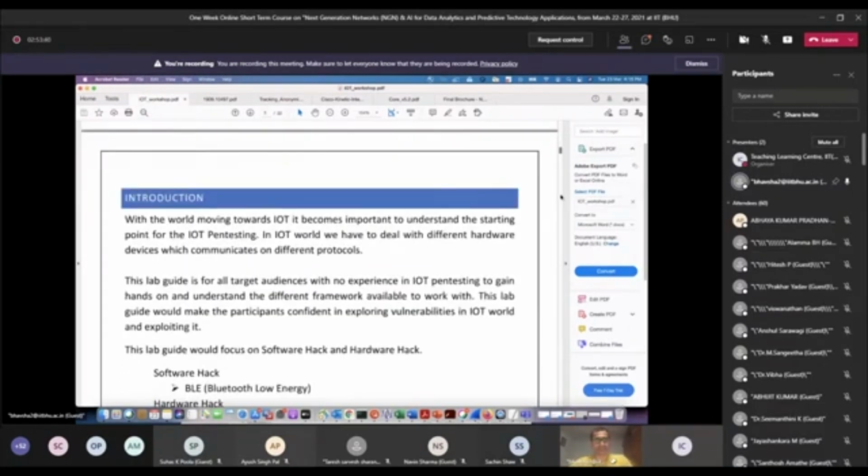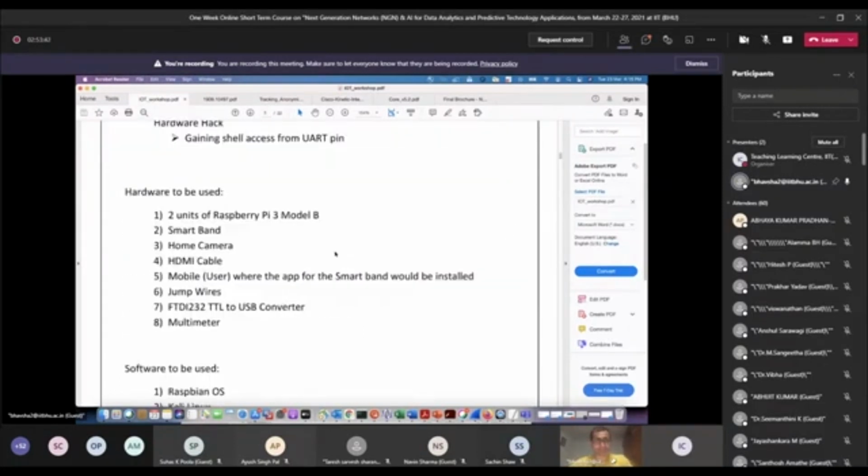Okay, let's start. I think you can see my screen, right? You can see the PDF document, right? Hello. You can see my PDF document, right?